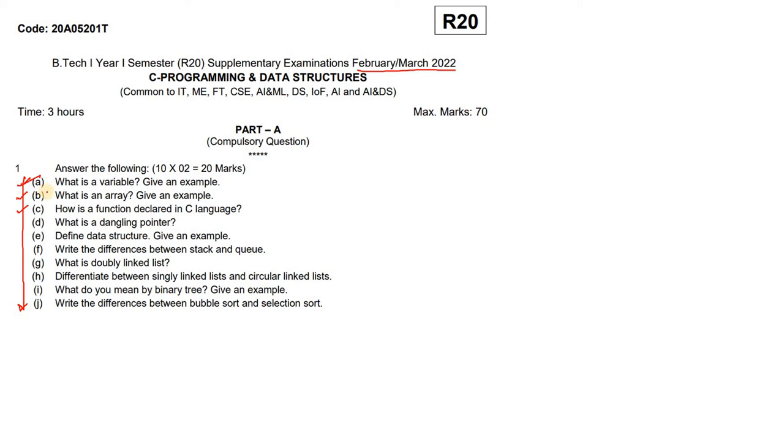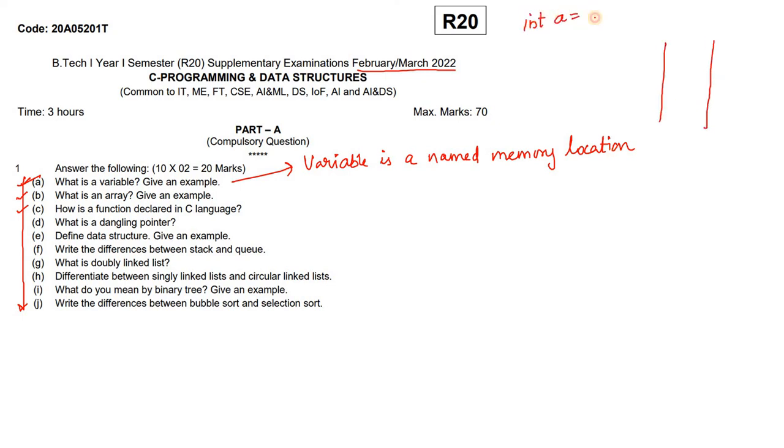What is a variable? Give an example. One simple definition is: a variable is a named memory location. That means you take the memory. Suppose you have a variable like this, int a is equal to 10. Suppose an integer occupies 2 bytes. These 2 bytes are allocated to a, and the name given to these 2 bytes is a. That's why a variable is called a named memory location.